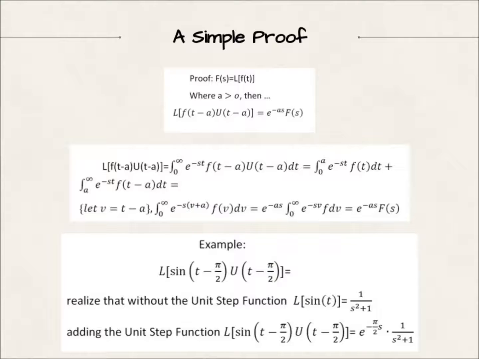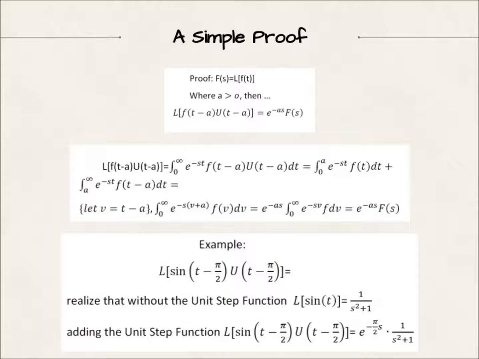We can now split this integral into two parts, one from 0 to a and one from a to infinity. The 0 to a integral goes to 0 because the unit step function equals 0 for this interval. At all values greater than a, the unit step function just equals 1. So now we only have to evaluate the integral from a to infinity. Using the substitution v equals t minus a, we find that indeed the unit step function's Laplace transform is e to the power negative as F of s.